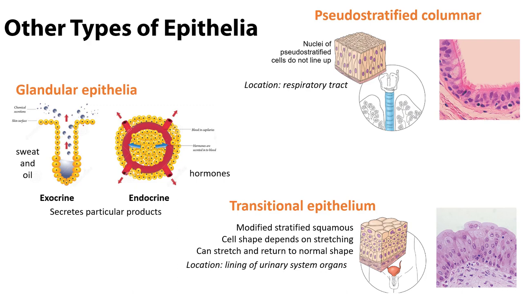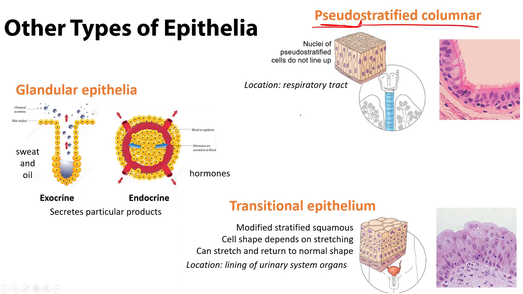And they have a duct. They have a hole that lets them come out. The endocrine glands, they are ductless glands. They don't have a hole, and instead, these are cells that excrete things, say, into the blood, okay? So we'll learn more about the endocrine system later in the semester, right? So that's glandular epithelium. Then we have what's called pseudo or false stratified columnar epithelium.